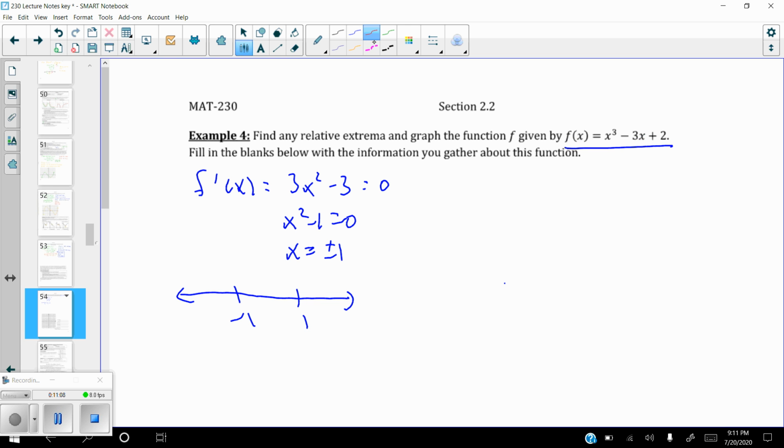All right, plugging in negative 2 to x squared minus 1 is going to give me a positive value, increasing there. Plugging in a number in between negative 1 and 1, like 0, into x squared minus 1 gives us a negative value, decreasing there. Plugging a number greater than 1, like 2, is going to give us a positive value, so increasing there. And what that shows us is that we have a relative max at the point negative 1.